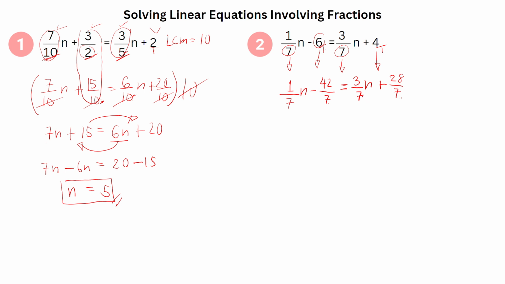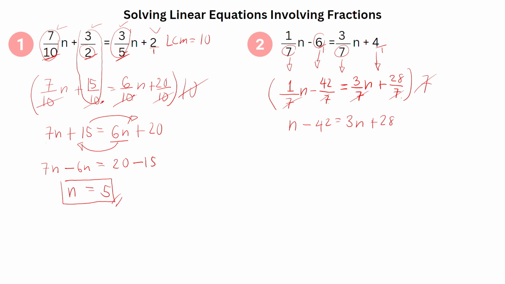Again, what do we do next? Once all of them have a common denominator, we can simply ignore the 7. Same thing with the number 1 here. When we multiply all of them by 7, the 7s on both the left and right side will be cancelled. Now what is left is 1 times n. Do I need to write 1n? No. 1 times n is simply n. And then copy the operation: minus 42 equals 3 times n is 3n plus 28.